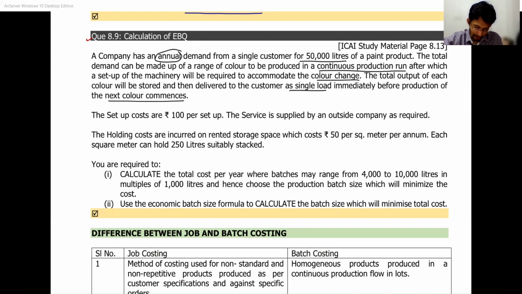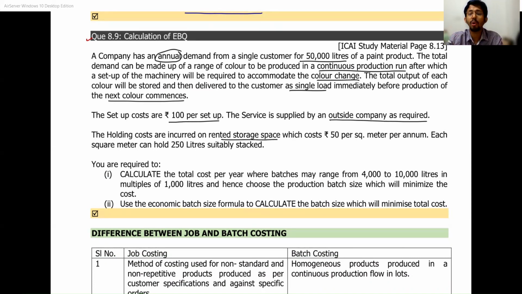Okay. Now the setup costs are rupees 100 per setup. Okay, setup costs are rupees 100 per setup. The service is supplied by an outside company as required. So whenever you want to set up, you call an outside person and he comes and does the setup and all. The holding costs are incurred on a rented storage space.